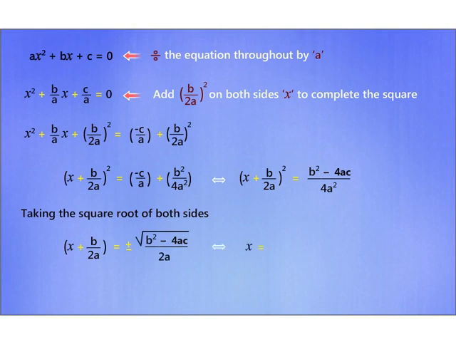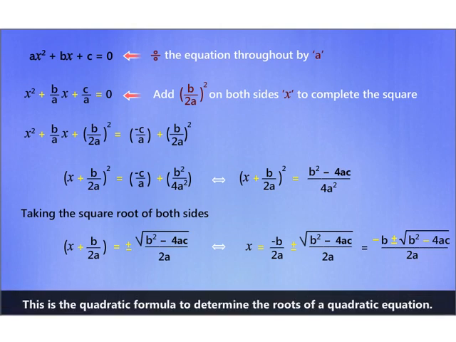Or x is equal to minus b by 2a plus or minus root b square minus 4ac divided by 2a. x is equal to minus b plus or minus root b square minus 4ac whole divided by 2a. This is the quadratic formula to determine the roots of a quadratic equation.